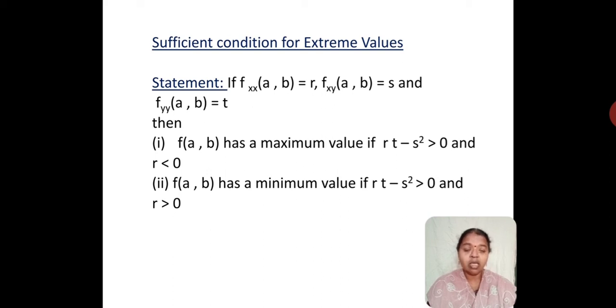The first one is: f of a comma b has a maximum value if rt minus s square is greater than 0 and r is less than 0. Second condition: f of a comma b has a minimum value if rt minus s square is greater than 0 and r is greater than 0. So for the first two conditions, rt minus s square has to be greater than 0. Along with that, if r is less than 0, we say it is a maximum. Along with rt minus s square greater than 0, if r is greater than 0, we say it has a minimum value.